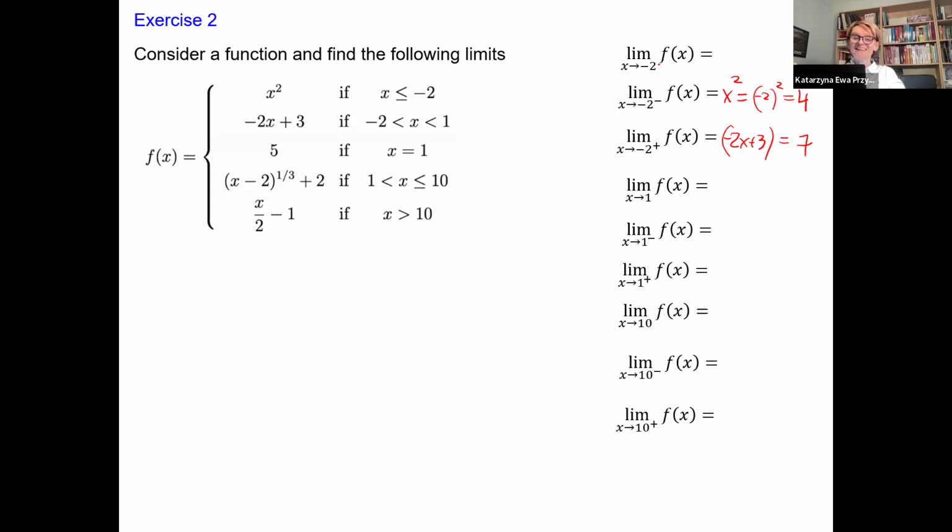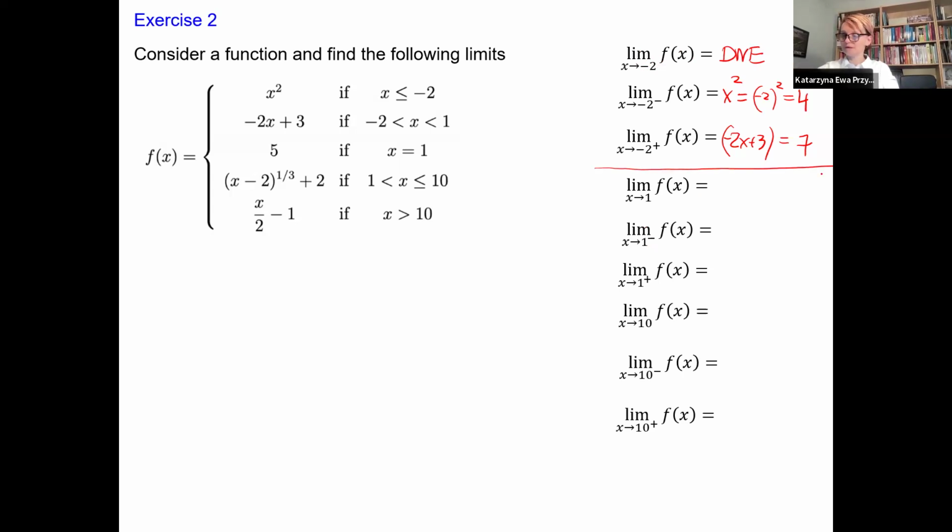Then what is happening at -2? The first limit does not exist. Okay, I will write it down. Okay, what about the limit at 1 from the left-hand side?